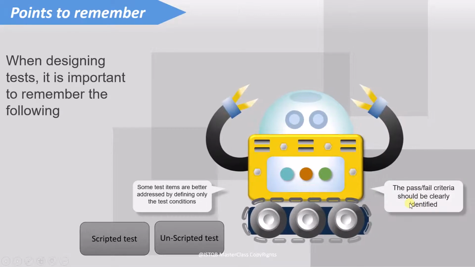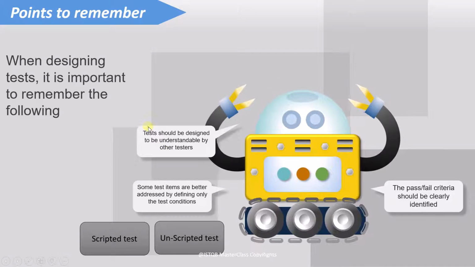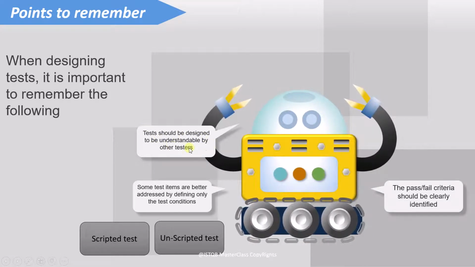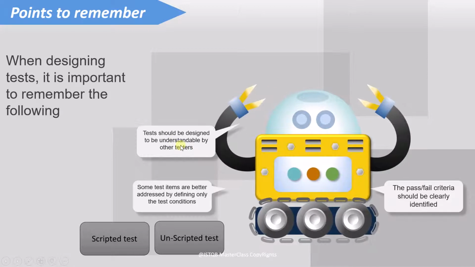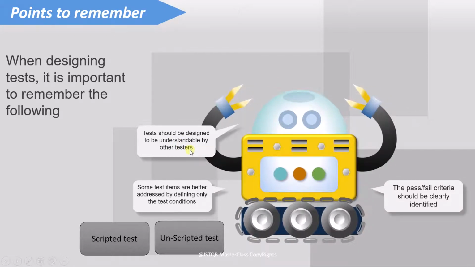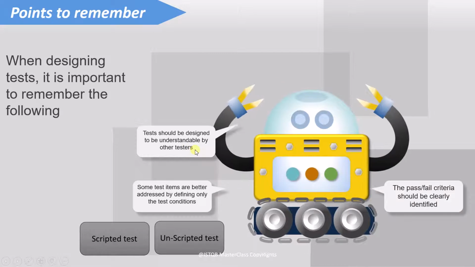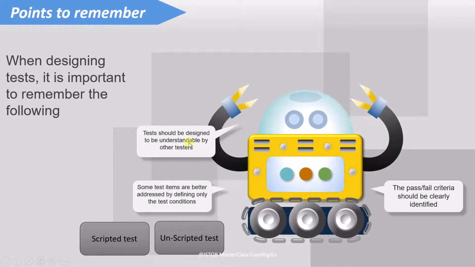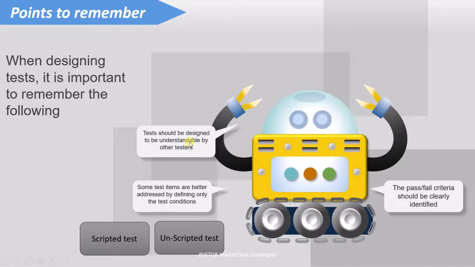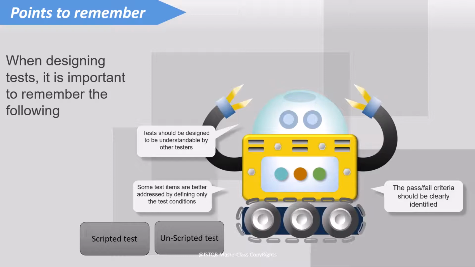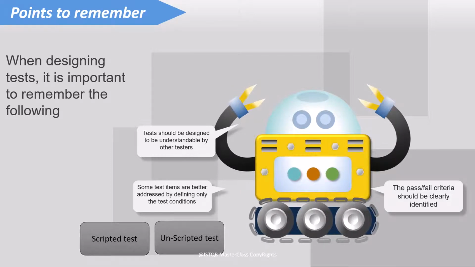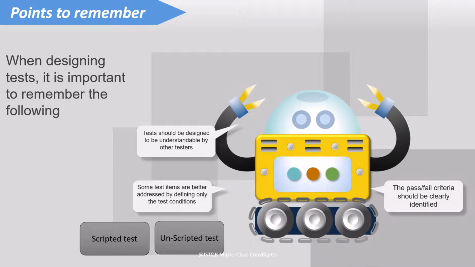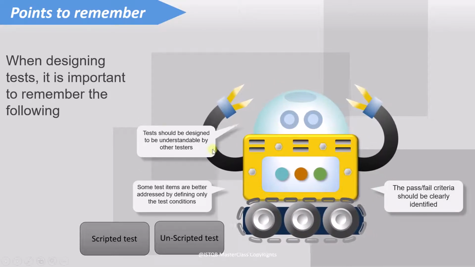Now moving to the next point, that is tests should be designed to be understandable by the other testers. Whatever test case an author writes has to be understandable by the other tester, because it is not necessary that the one who writes the test case will execute it also. So there should be some common nomenclature which needs to be followed, so that all the testers in the team understand what is written in the test case. So this is about the third point.